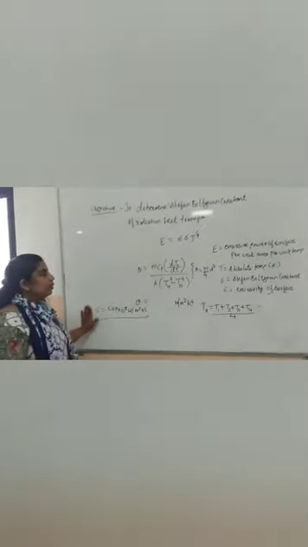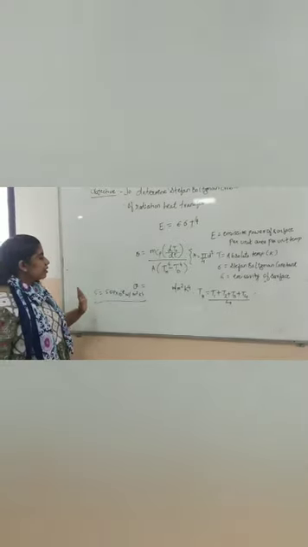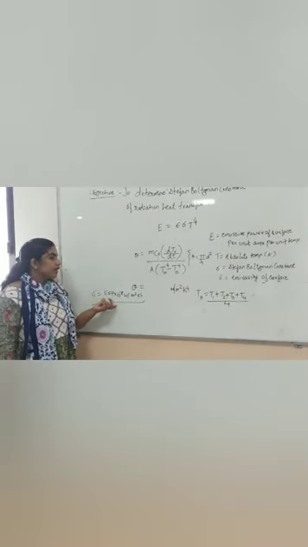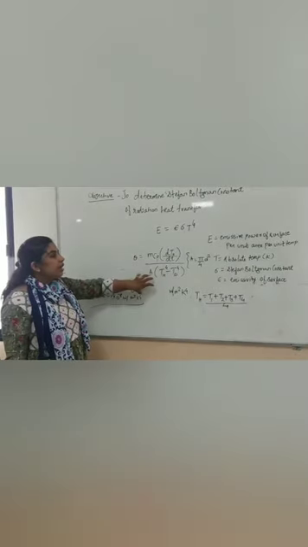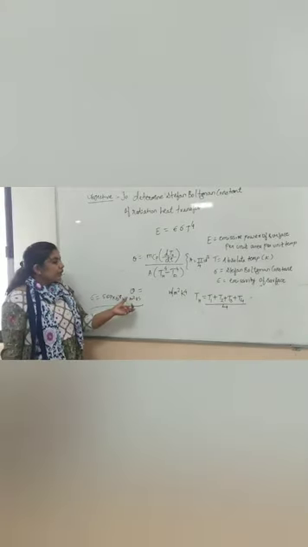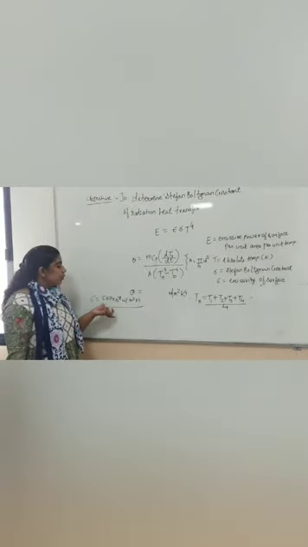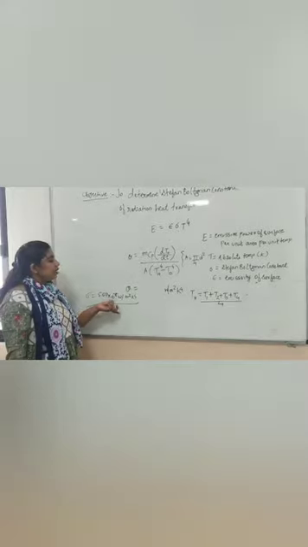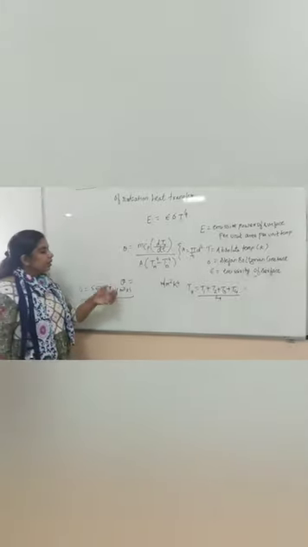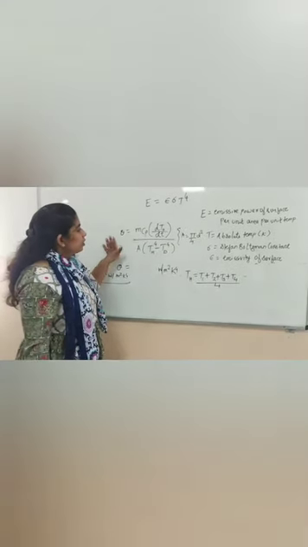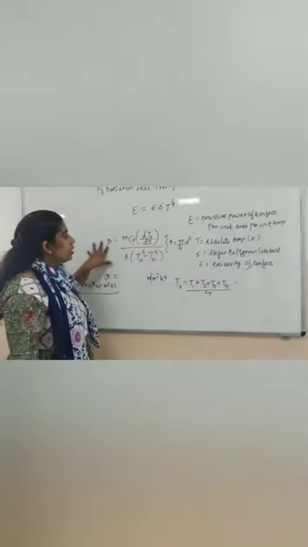This is the constant value of the Stefan-Boltzmann constant, but we have to calculate by using the experiment what value comes from this experiment. The value from the experiment comes near about 5.67 into 10 raised to power minus 8 watt per meter square Kelvin raised to power 4. So for this formula we can calculate the temperatures.